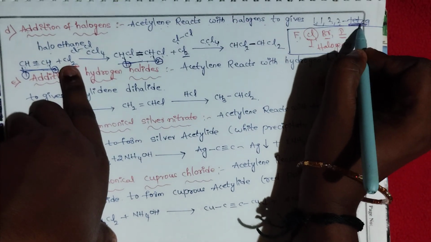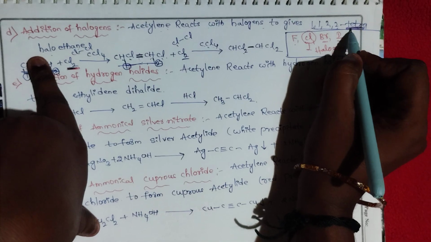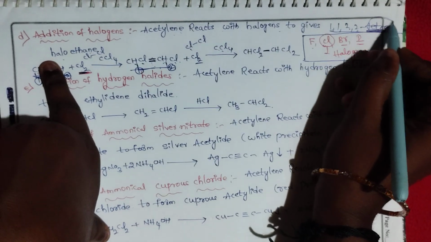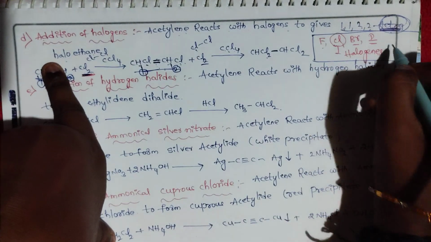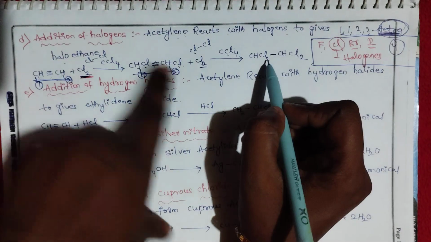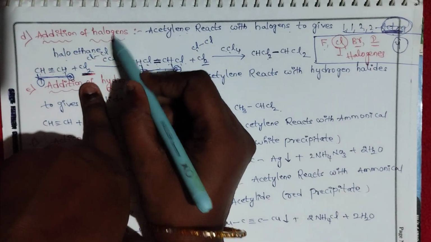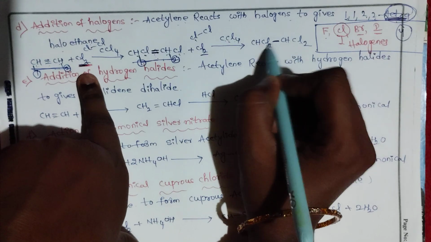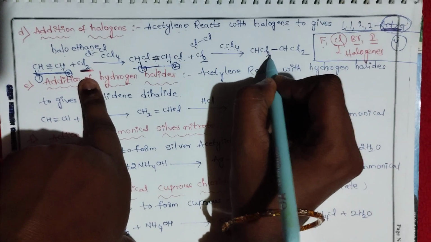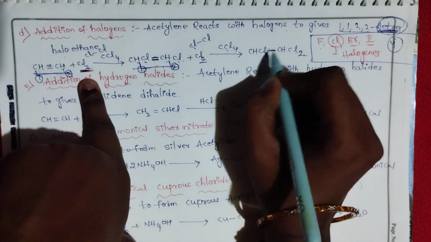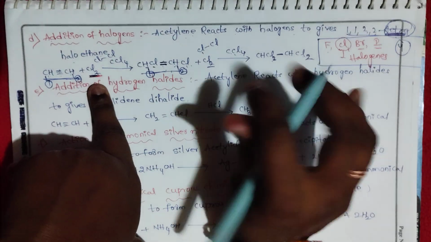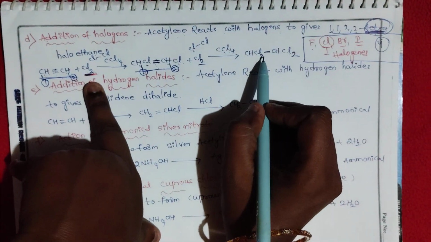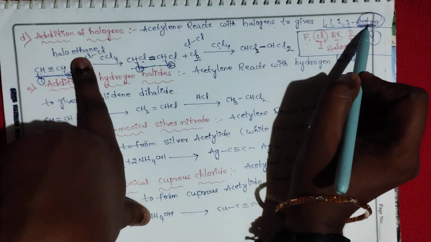In the above example, how many halogens are in the final product? Tetra means 4. In this example, the halogen we are taking is chlorine. In the final product, how many chlorines are there? Two chlorines are present on each carbon, so totally 4 chlorines are there. That is why we get the tetra product.